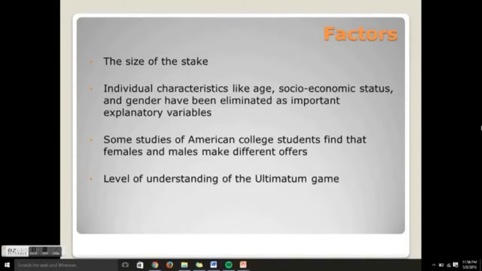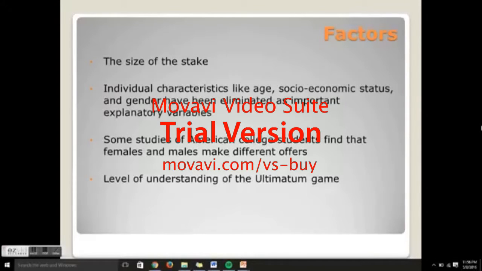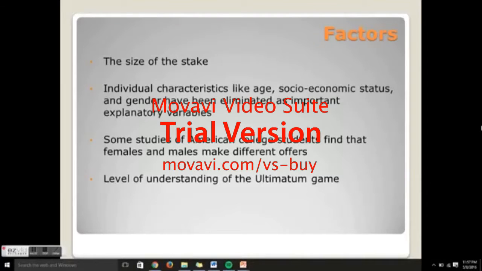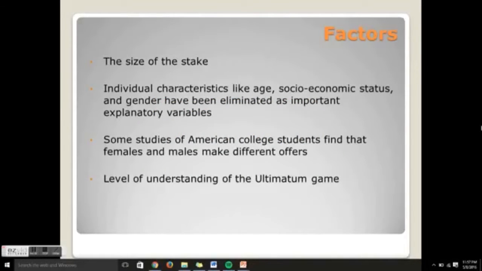And further, about gender not being eliminated, some studies of American college students find that females and males make different offers. Studies have shown that women tend to make less risky decisions than men, but another study, Gender Differences in Ultimatum Games: Despite Rather Than Due to Risk Attitudes, showed that men's and women's differences in risk do not play into how offers are made and accepted. So there's little evidence to suggest that gender has any effect on how offers are actually made.